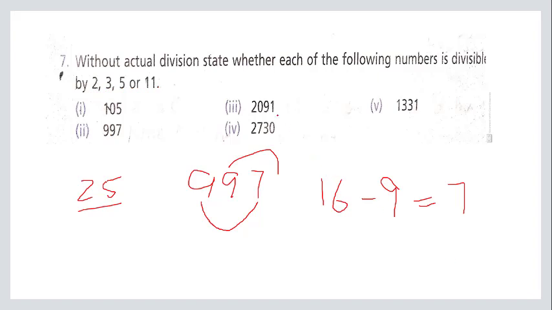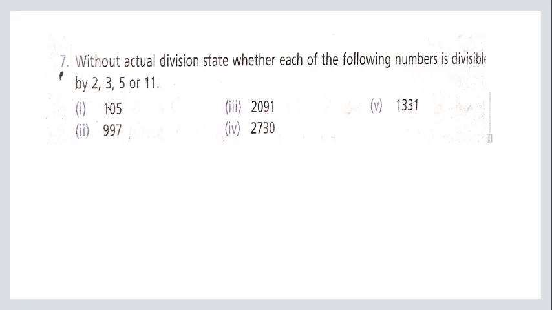Now coming to part 3. Part 3 is 2091. Now in the units place there is written 1, so this is not divisible by 2. Now let's check 3. For 3, the rule is we should add all the digits. 2 plus 0 is 2, 2 plus 9 is 11, 11 plus 1 is 12. Now 12 is divisible by 3, therefore 2091 is divisible by 3.